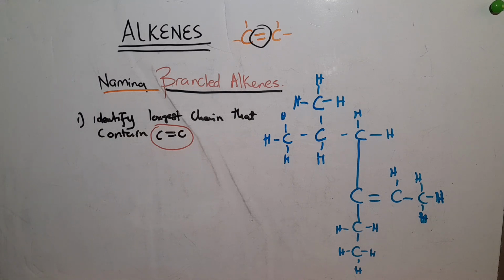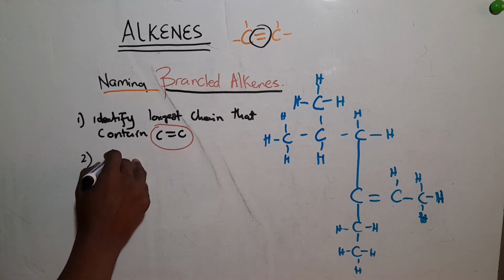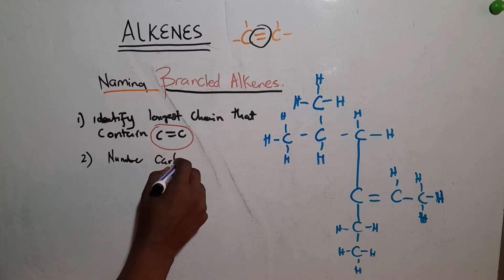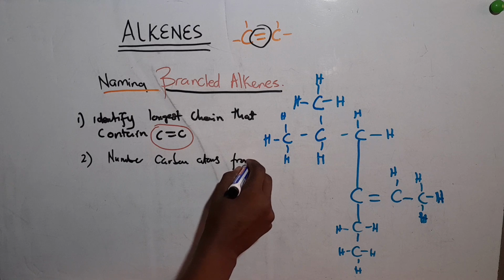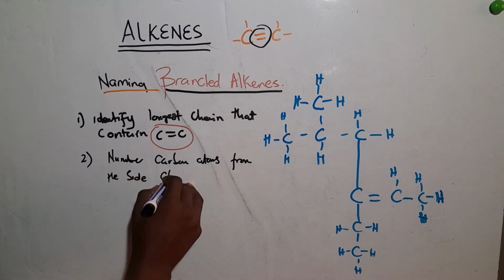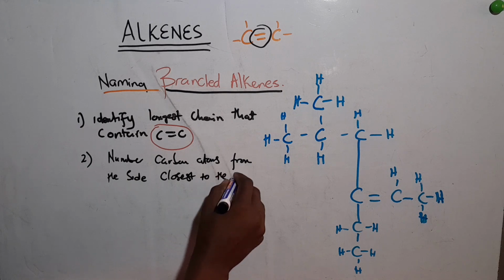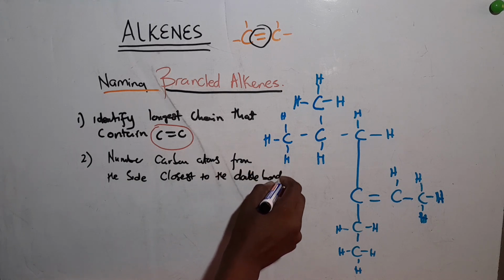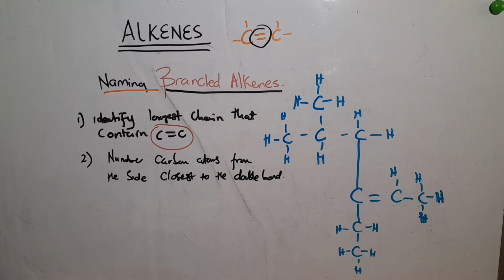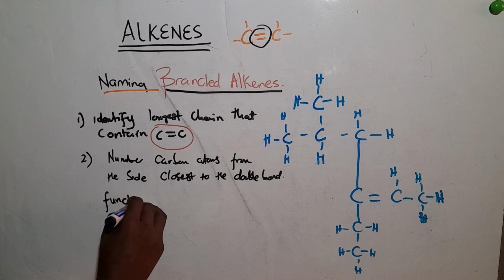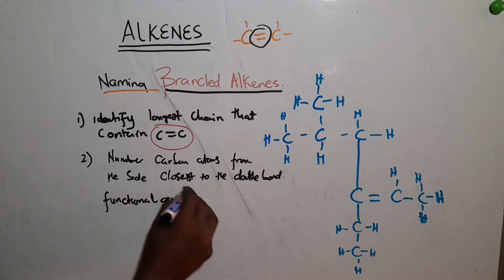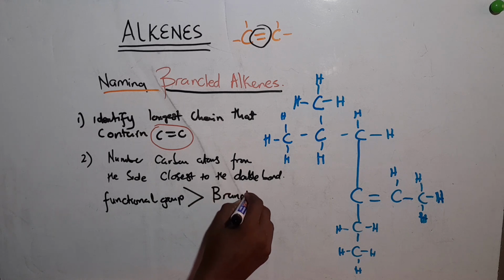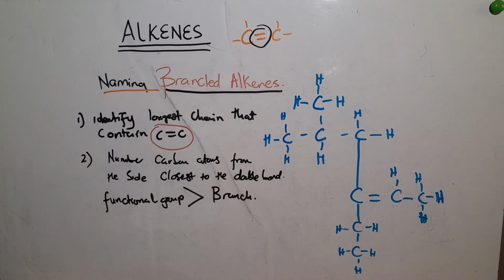And the second thing, after identifying the longest chain, is you number the carbon atoms from the side that is closest to the double bond. So at this point we are not minding the branch. The side that we pick must be closest to the double bond, because the functional group is of more importance than the branch. So we prioritize the functional group first.